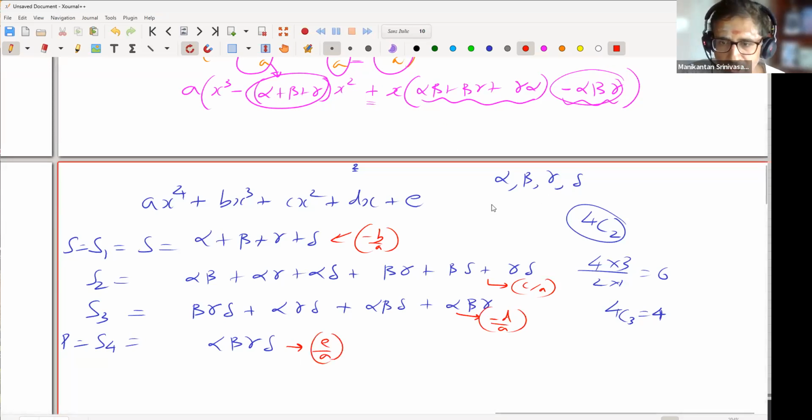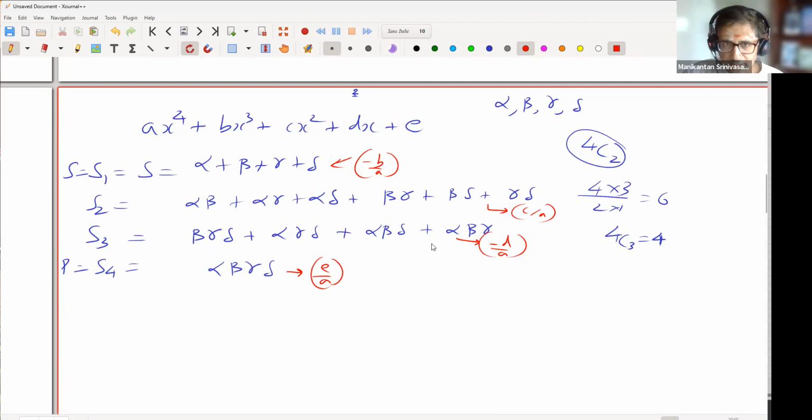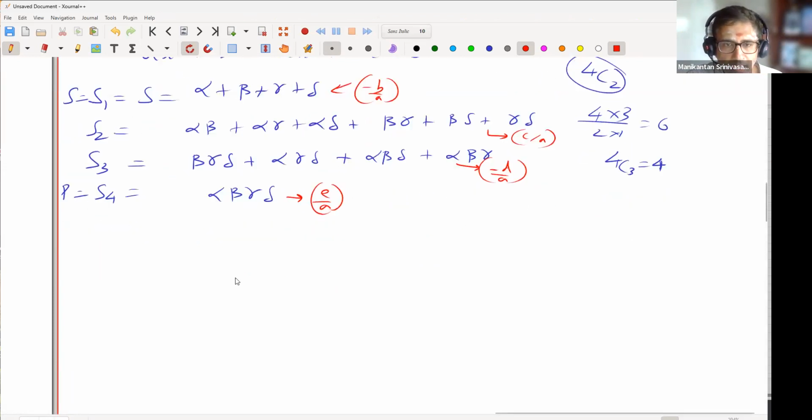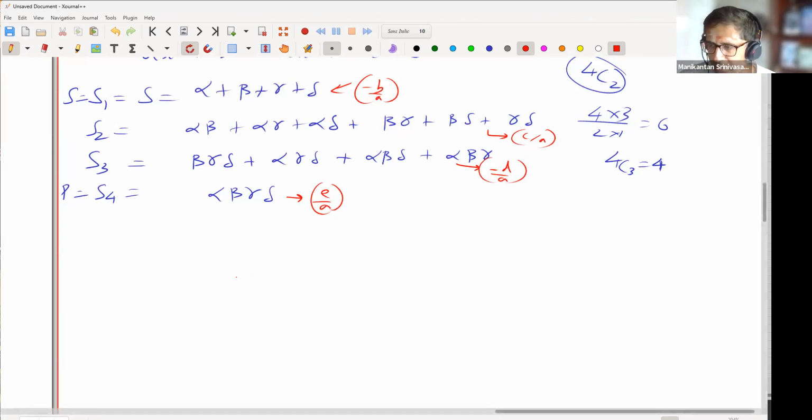Okay, so this is also useful, again, for situations where you're not interested in the roots, but only combinations of these roots, right? Sums and products of these roots. Okay. I think that's enough about quadratics and polynomials.